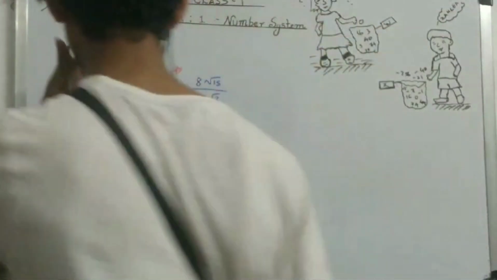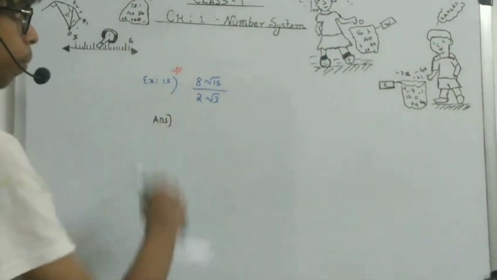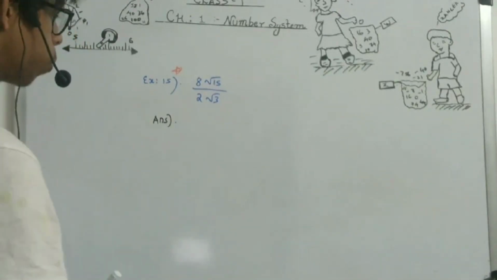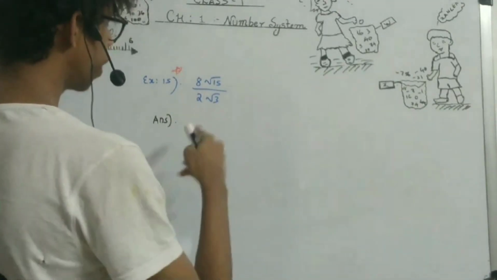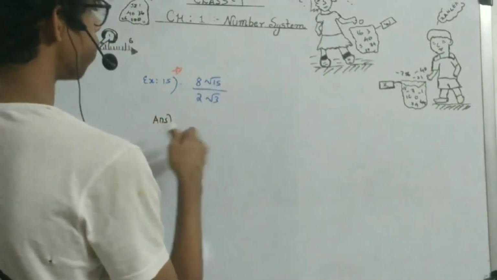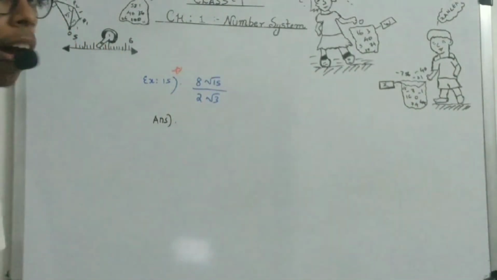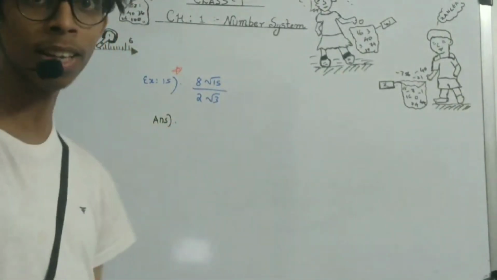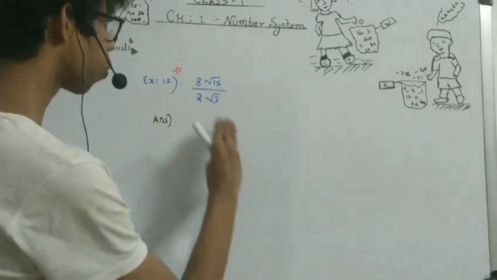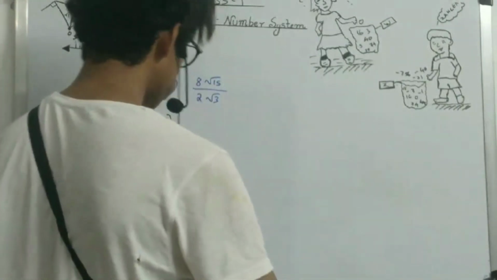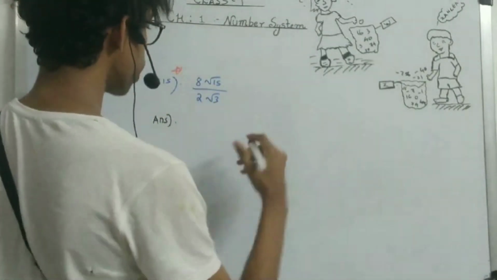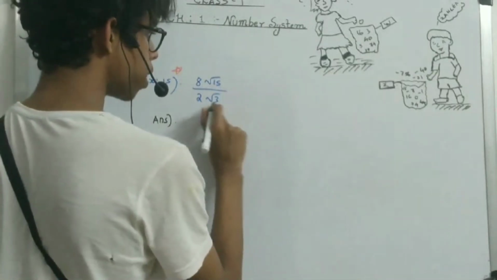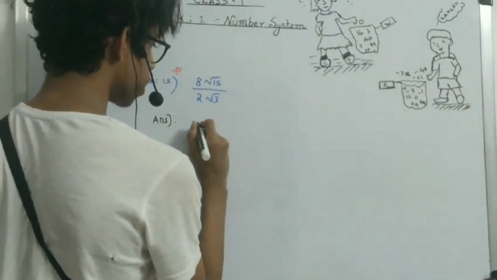Okay, so now let us move on to our next question, which is example number 15. Okay, this is a very important question that you should know. Here we have to divide 8 root 15 by 2 root 3. So I have told you, the denominator does not like any surds to be there in it. So we should always eliminate this root 3 in some way. So let's see how we will do it. Just multiply and divide the numerator and denominator with this root 3 to eliminate it.